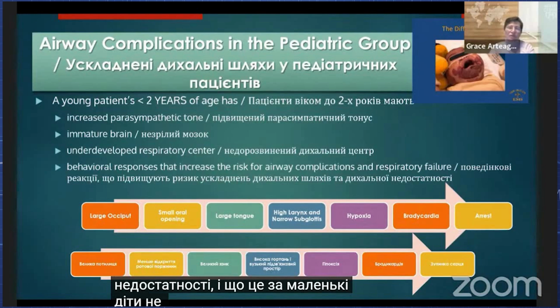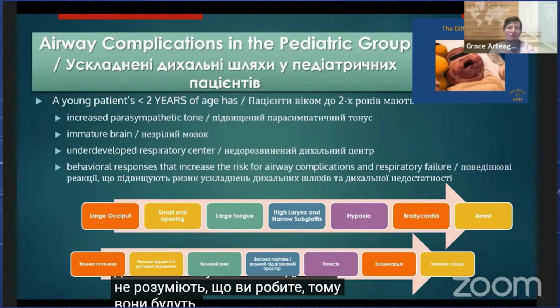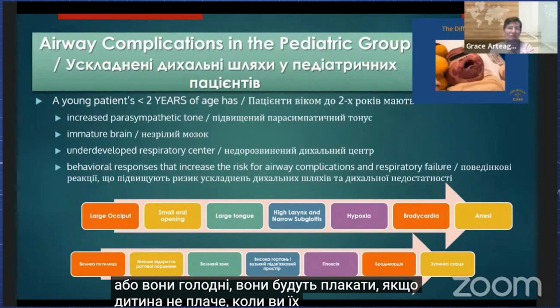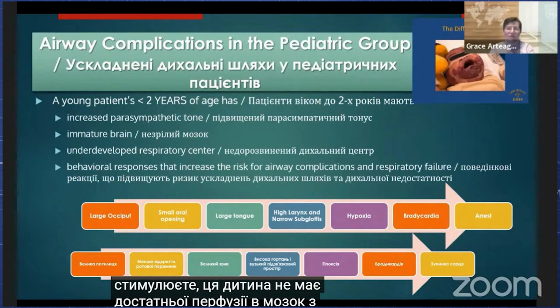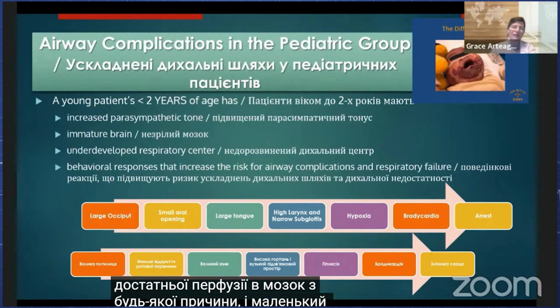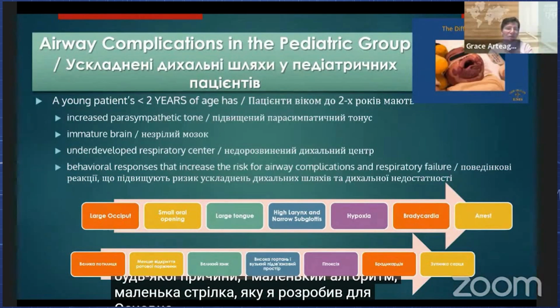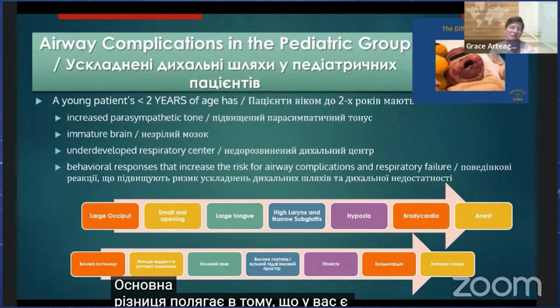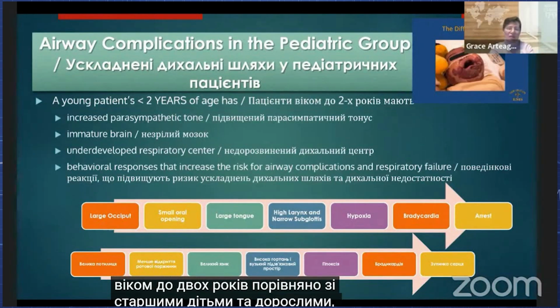Well, little children do not follow commands. They don't understand what you're doing, so they will cry. If they're uncomfortable or hungry, they're going to cry. If a baby is not crying when you're stimulating them, that child doesn't have enough perfusion to the brain for whatever reason. And the little algorithm, the little arrow that I developed for you underneath, shows just the major differences that you have in children less than 2 years of age compared to older kids and adults.